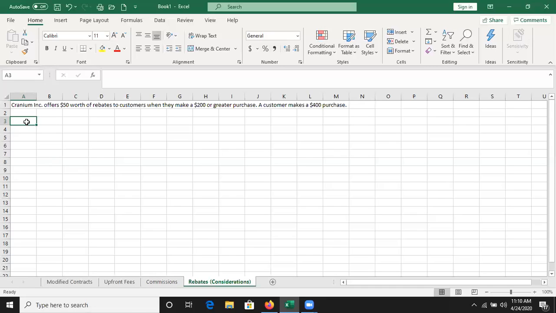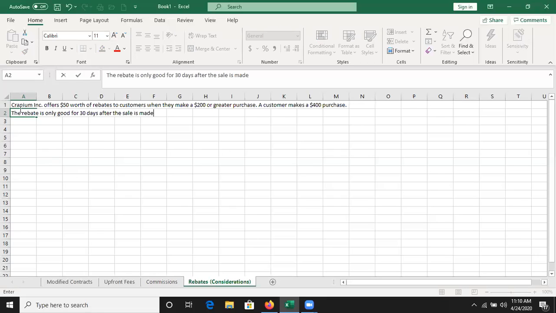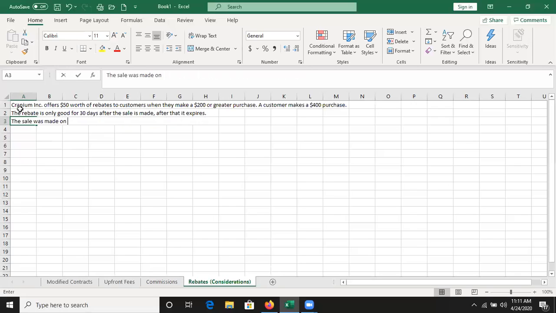say we have this scenario. Cranium Inc. offers $50 worth of rebates to customers when they make a $200 or greater purchase. Customer makes a $400 purchase. Let me add to this. The rebate is only good for, okay, this is just for this specific company, it could vary, 30 days after the sale is made. Okay, after that, it expires. Okay, and let's say the sale was made on April 1st. All right, so what would happen in this case?